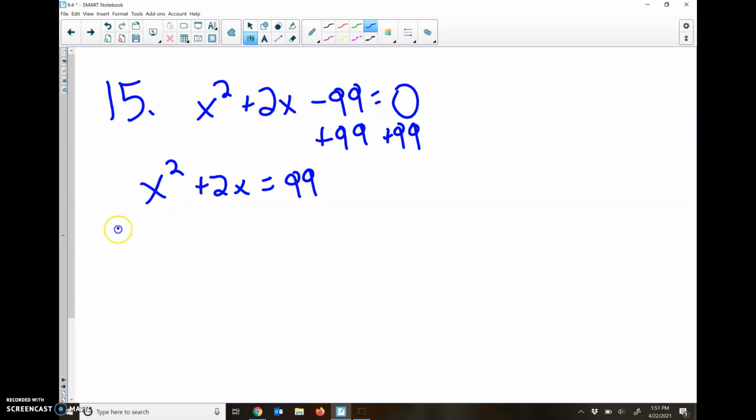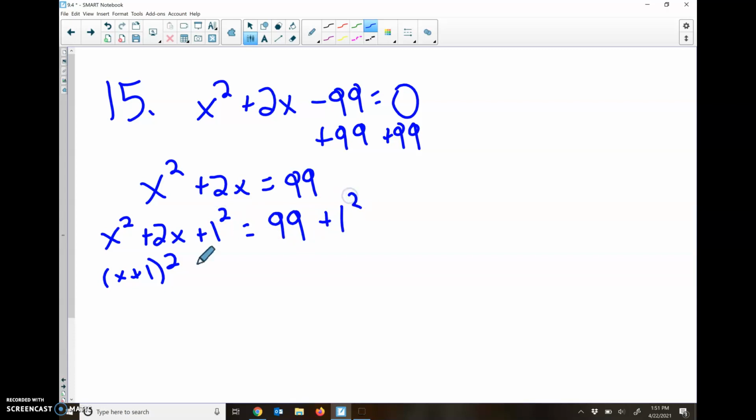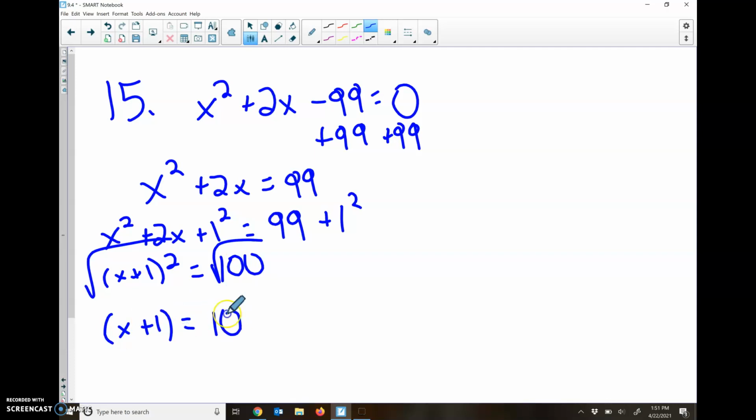Okay, complete my square. So 2 divided by 2 squared means it's going to be 1. So that's the same as x plus 1 squared. So I added 1 squared to the left side, so I need to add 1 squared to the right side. 99 plus 1 squared is 100. Square root, square root. So x plus 1 equals the square root of 100, which is 10 and negative 10.